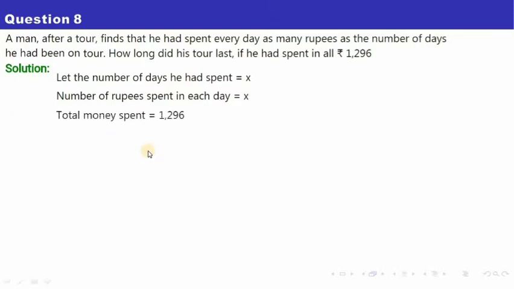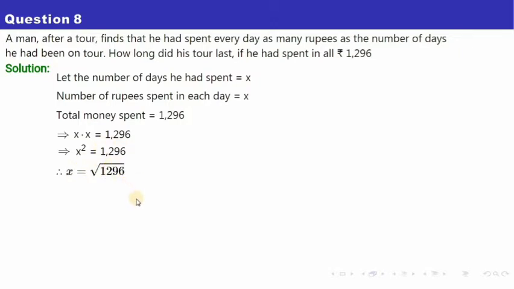So total money spent is given to be this much. But in one day, if he spends X rupees and if he stays for X days, then altogether total money will be X into X, isn't it? Yes. So total money is nothing but X into X, which is X square, isn't it? So if you want to find the value of X, you take the square root here.